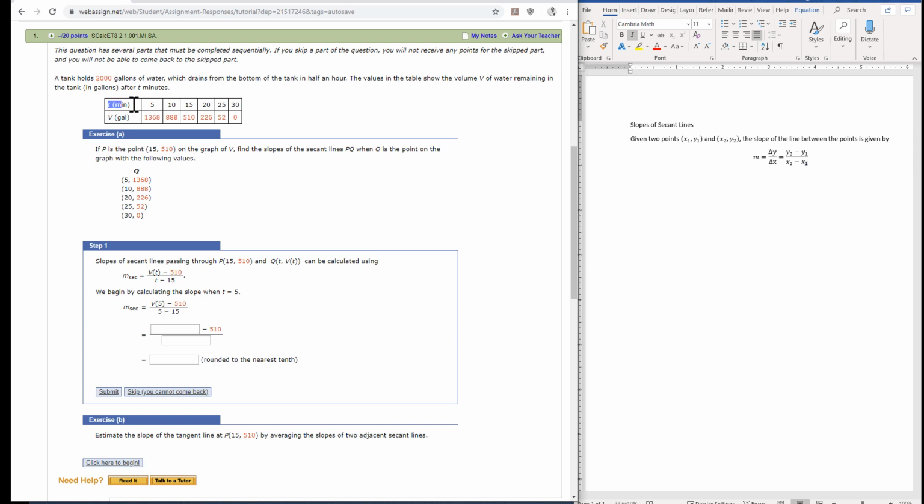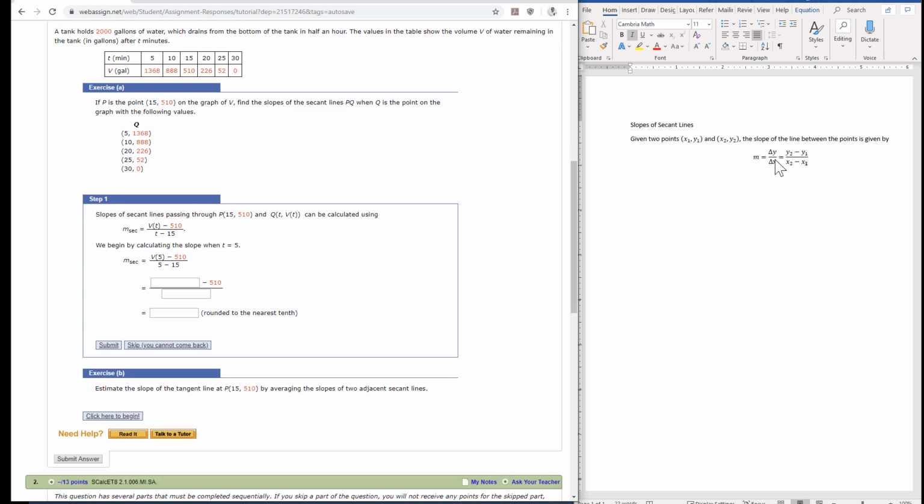So we have the time t in minutes. In 5 minutes we have 1,368 gallons. After 10 minutes we have 888 gallons, etc. So in the first exercise they want us to fix a point P. That's going to be 15, 510. That's one of the points in the table. And find the slopes of the secant lines PQ, where Q is going to be given by a bunch of different points. So first we're going to assume Q is equal to this, and then we're going to find the P value, or the T values.